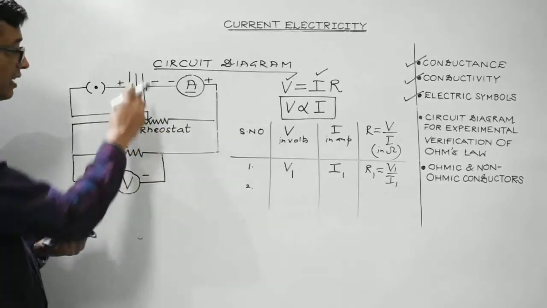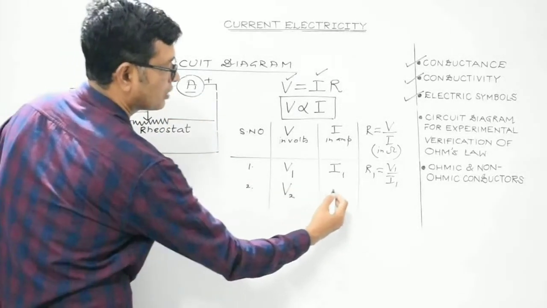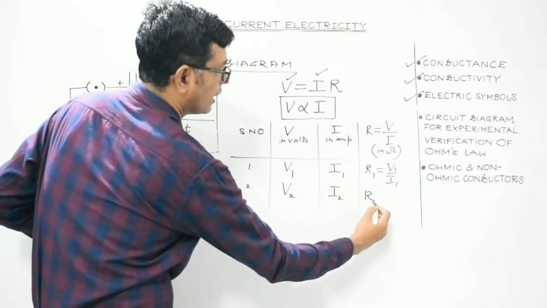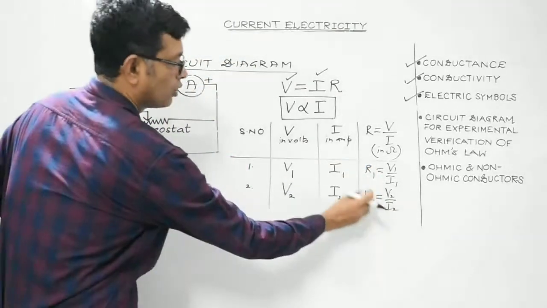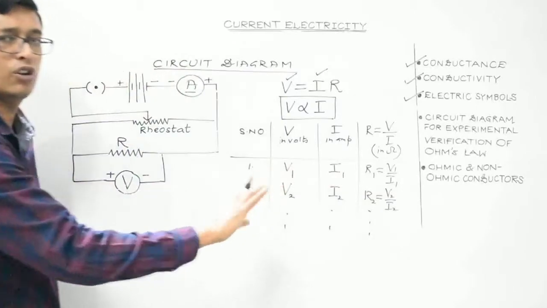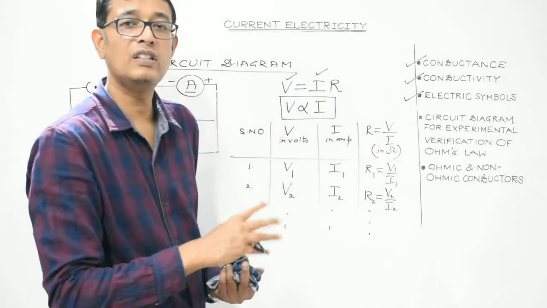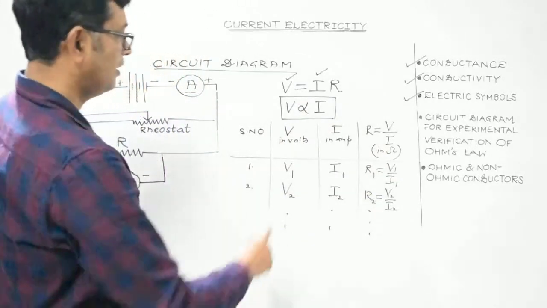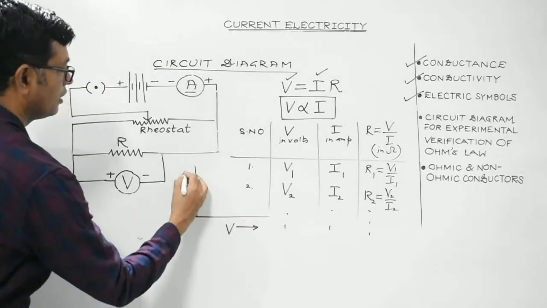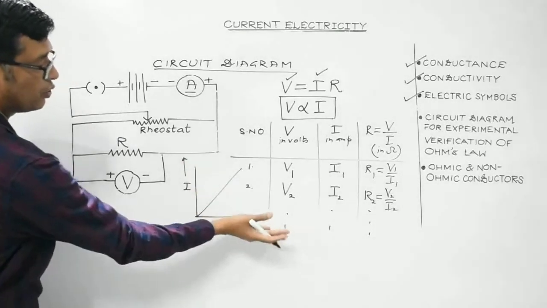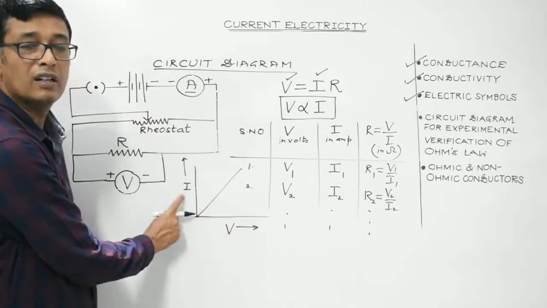The resistance of the circuit is varied, not this one. So the resistance of the circuit is changed. So V2 will change, and correspondingly I2 will change. But if you calculate the value of R2, which is V2 by I2, it will remain the same. So R1, R2, R3, they all will remain the same. More or less they will remain constant. So that verifies that the ratio of V by I is constant, or V is directly proportional to I. And if you plot a graph between V and I, you should get a straight line inclined towards the horizontal axis. This straight line, students, indicates that these two are linearly dependent.